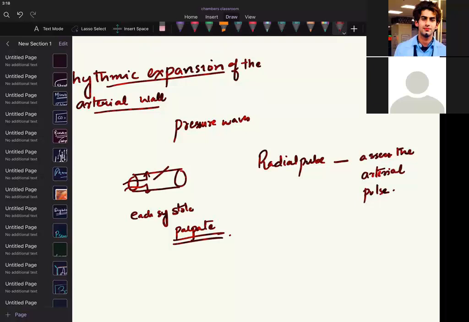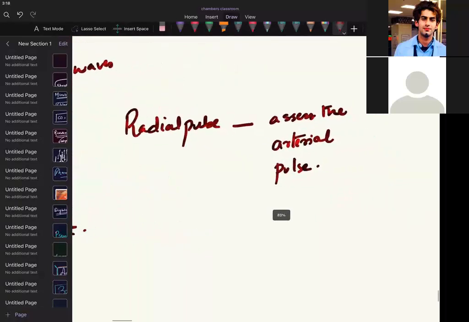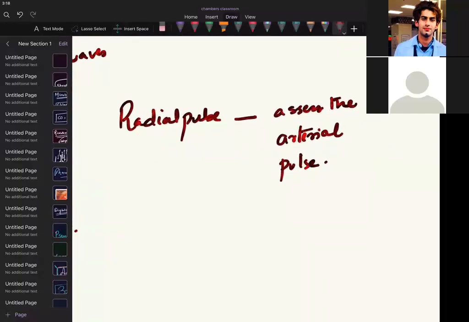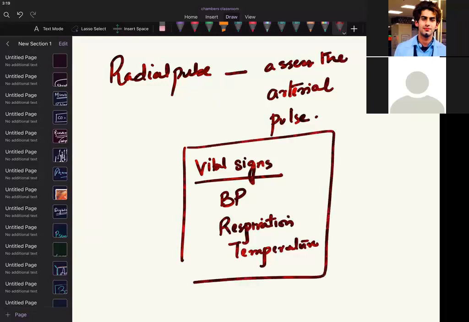Okay. Now, once you are in the hospital in your clinical rotation, what they will do is tell you to check the patient for vital signs. So what are vital signs? Vital signs are blood pressure, respiratory rate or respiration, and temperature. These are the vitals. Okay, BP, respiration, and temperature.